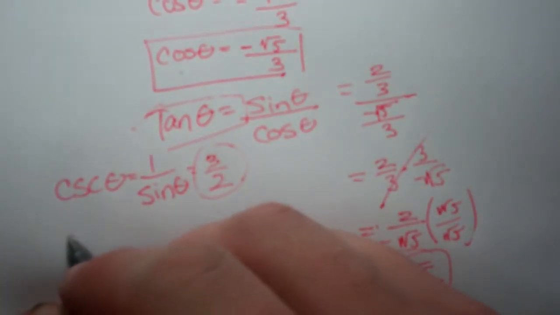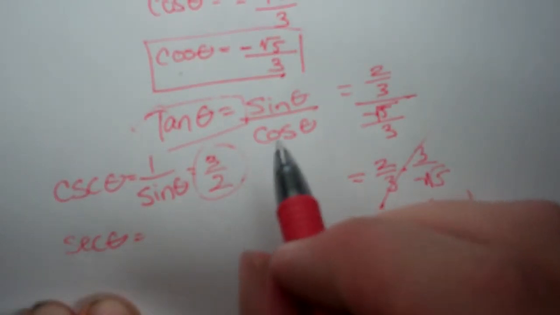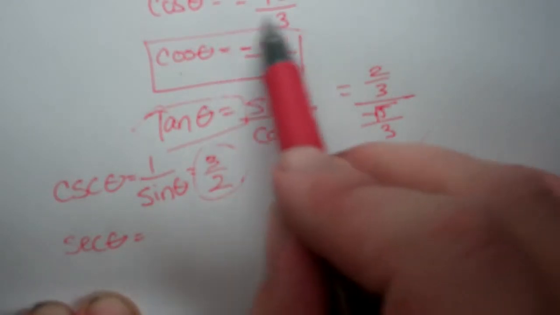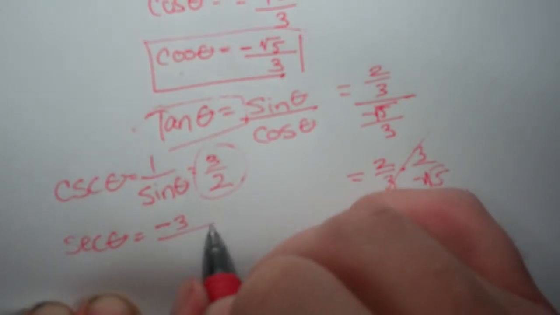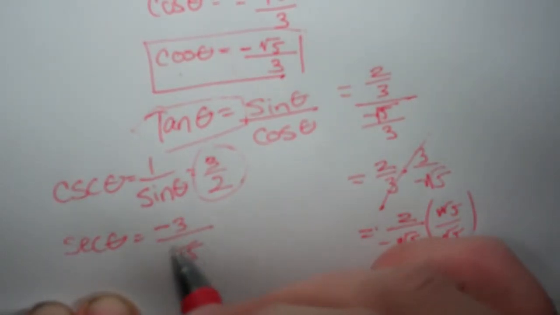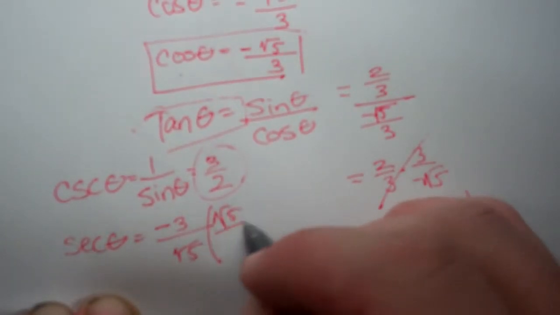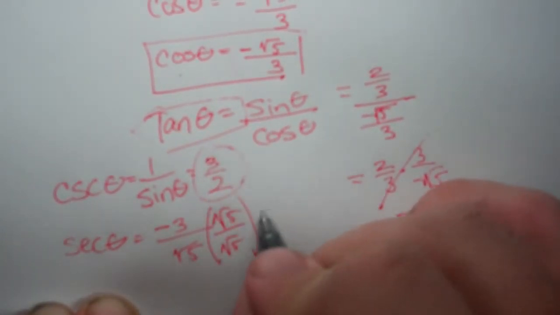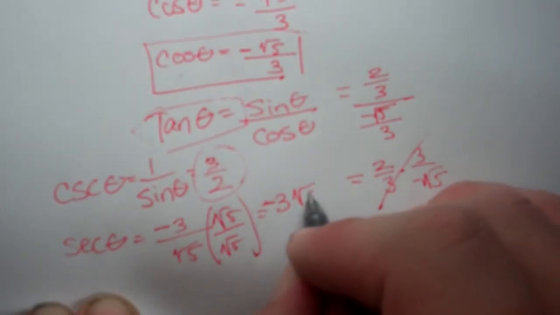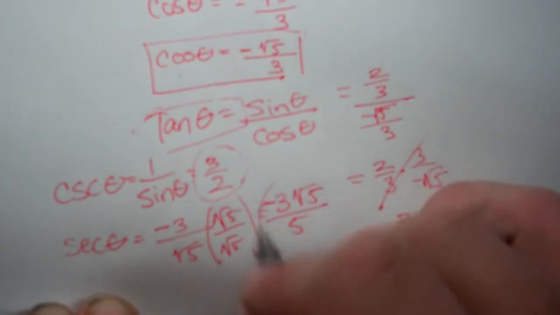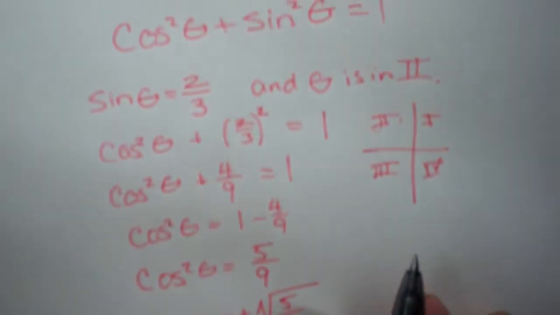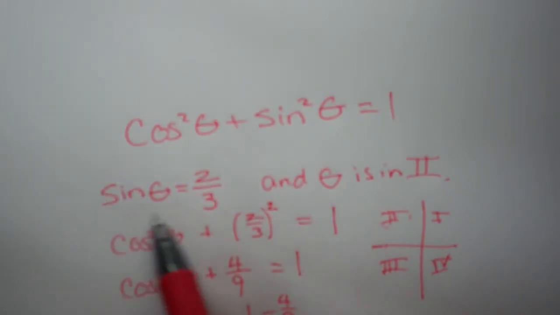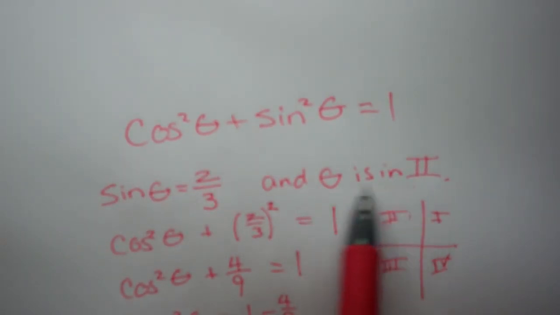And how about the secant of theta? The secant of theta is the reciprocal of the cosine. What is the reciprocal of negative radical 5 over 3? You're right if you said that it is negative 3 over radical 5. We don't like to leave radicals in the denominator, so I'm multiplying the top and the bottom by radical 5 to rationalize the denominator, and we end up with negative 3 radical 5 over 5. That's the secant of theta. That's the process we use to find any of the trig functions we want, as long as we are given one of them and which quadrant the angle is in.